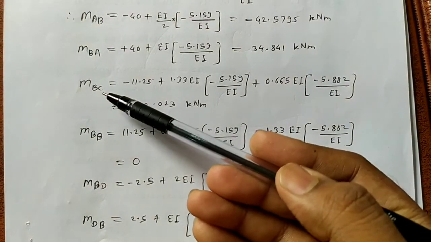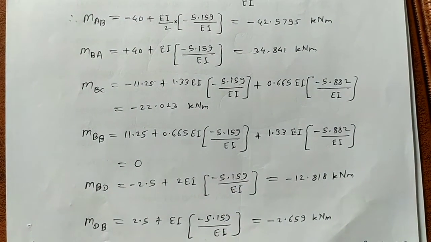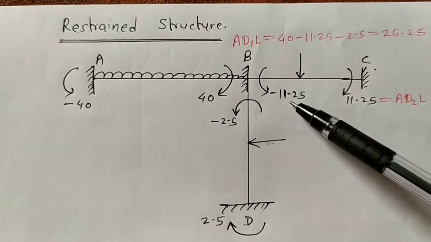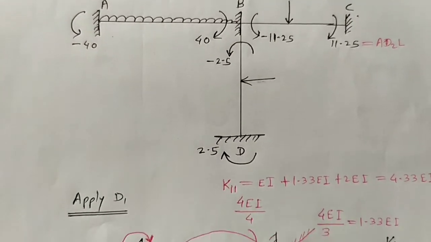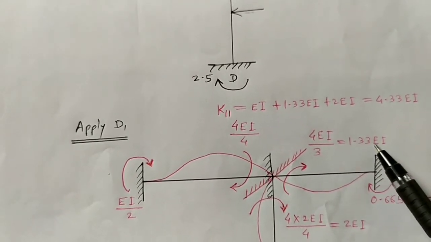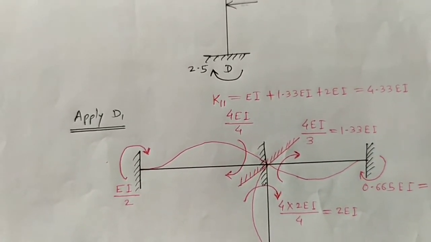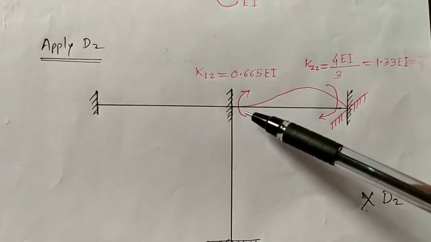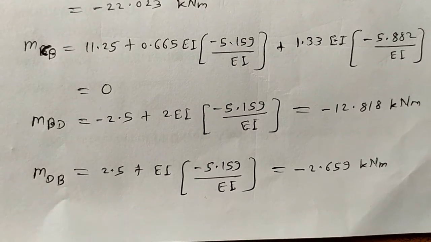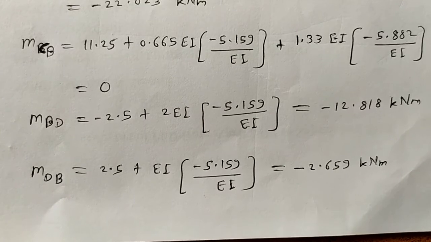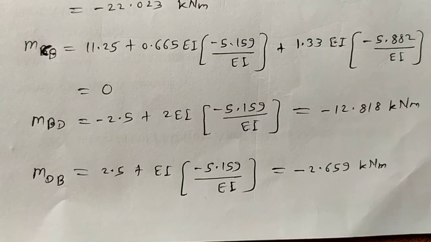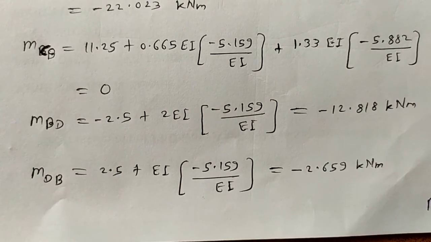Next, come to MBC. This is MBC, that is going anti-clockwise, that's why minus 11.25. Next, this is MBC, 1.33 EI, of course multiplied by D1. This is MBC multiplied by D2. Next, we'll go for finding MCB. Of course, we are not required to find MCB as joint C is an end hinge support, so that's why the moment at that joint will be directly equal to 0.